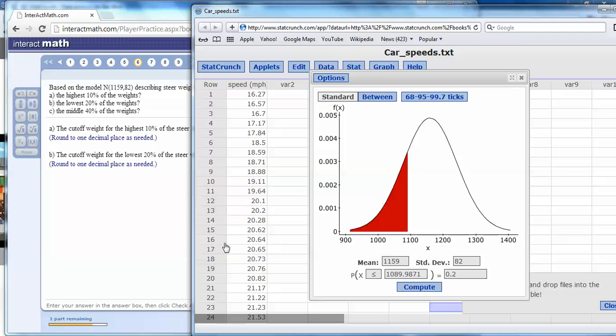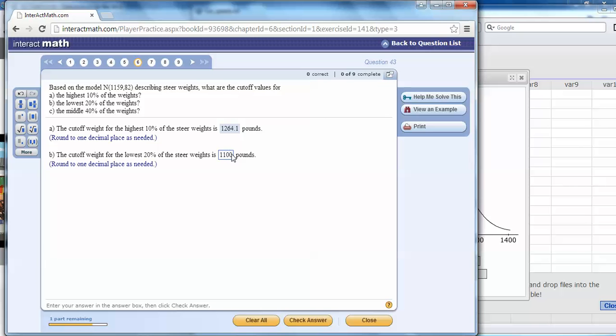I'm sorry, it's 1090. It's not 1,100. I rounded off wrong. Sorry about that. It's 1090. There we go. And then, now the middle 40%.